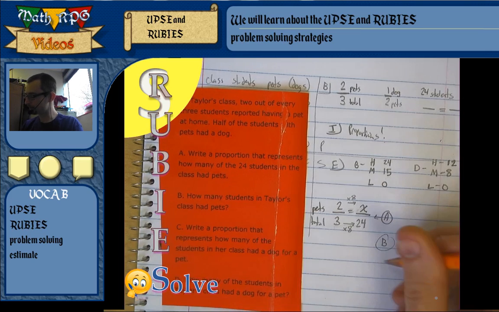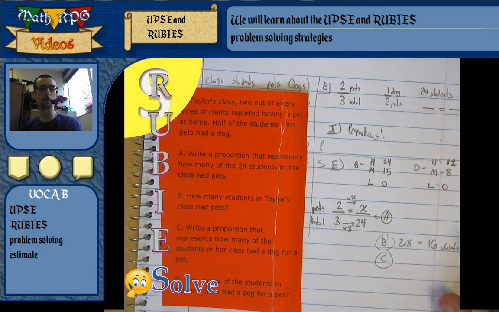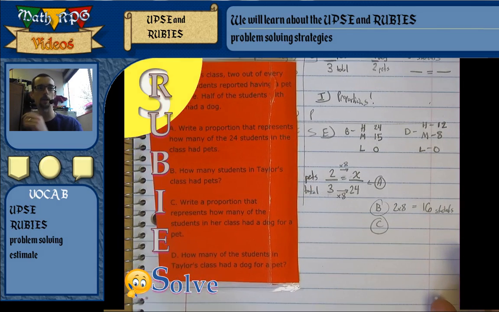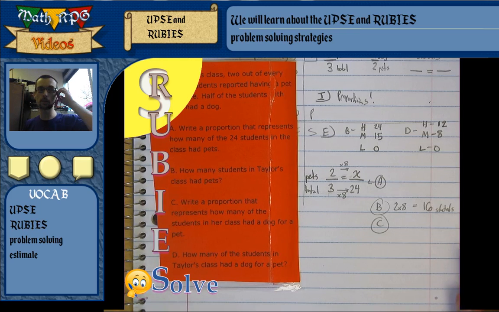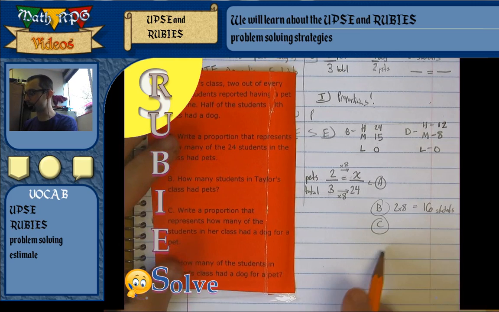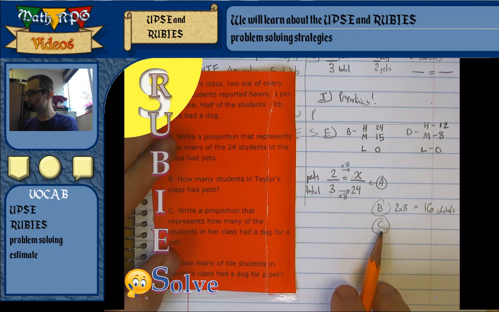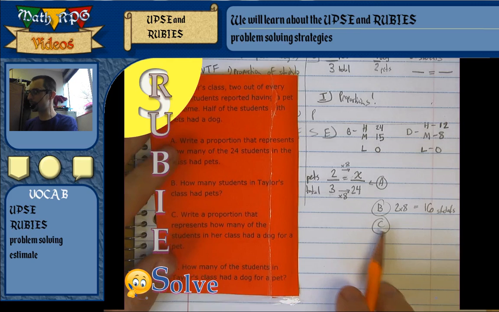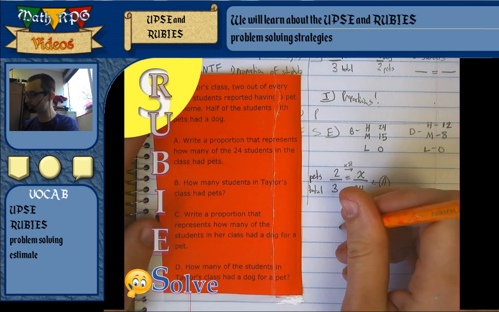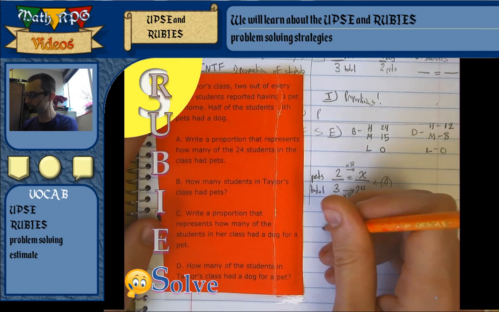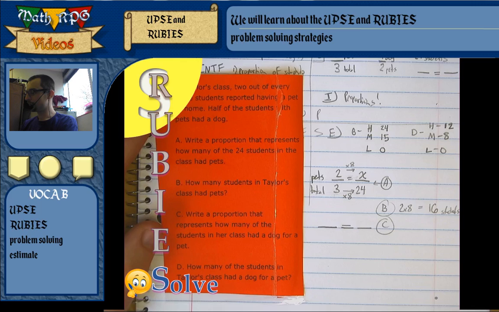Answer choice, or question number C, is a proportion that represents how many of those students in her class had a dog for a pet. So I'm going to write a proportion here. Well, this is going to be a little bit trickier, isn't it? Again, I know I'm going to have 2 fractions that are equal to each other. And I want to know how many students have a dog.